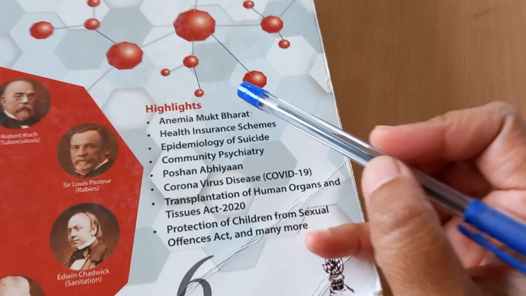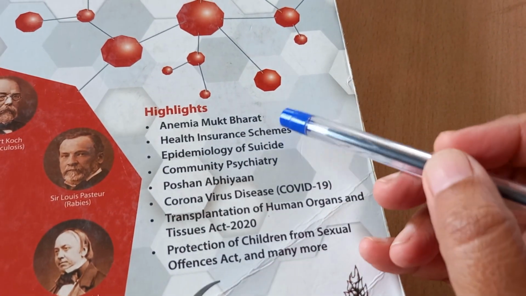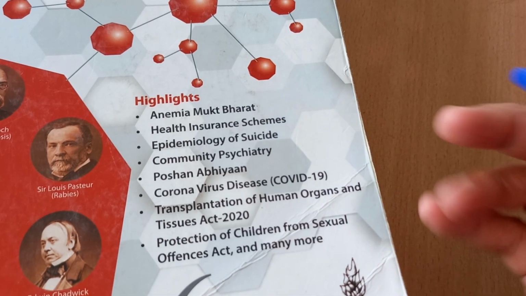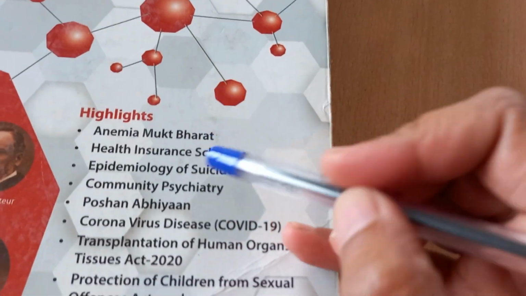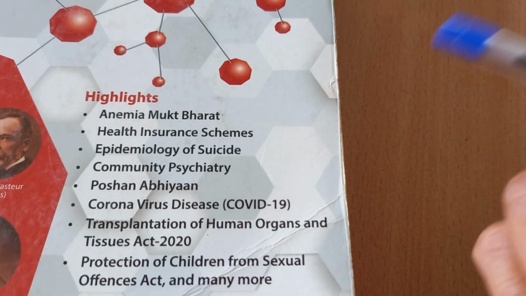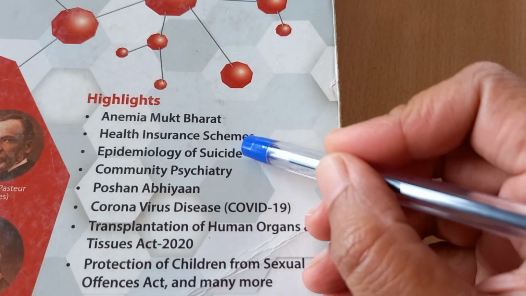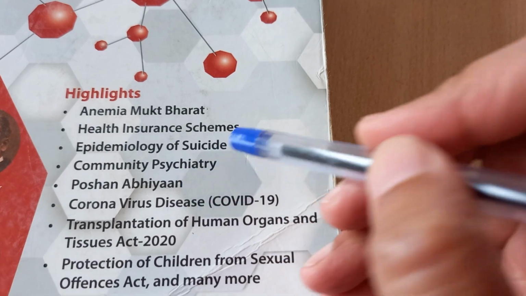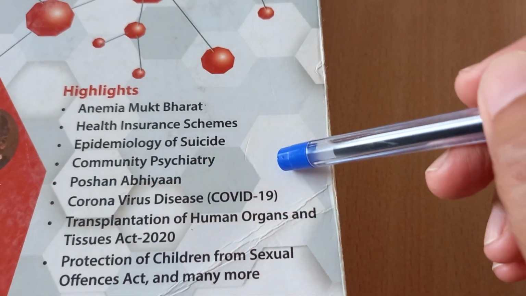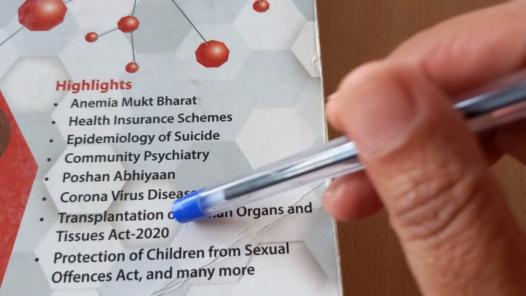So here they are telling highlights: Anemia Mukt Bharat, health insurance schemes, like what health insurance schemes do you know? Epidemiology of suicide. Why people suicide? Because they don't know how painful death is. That's what I feel. Poshan Abhiyan, something to do with nutritious food, looks like. Corona, so this is new, looks like.